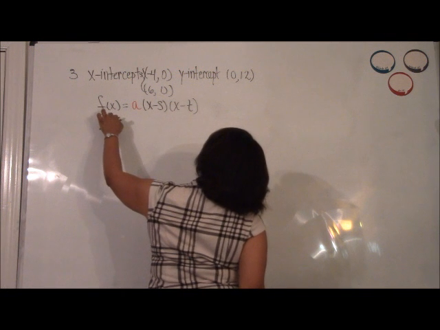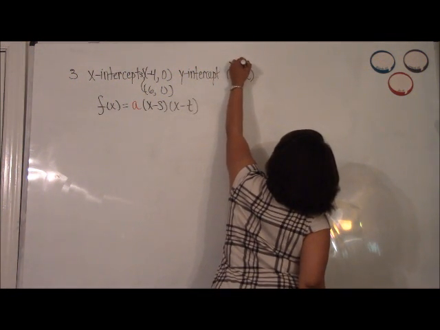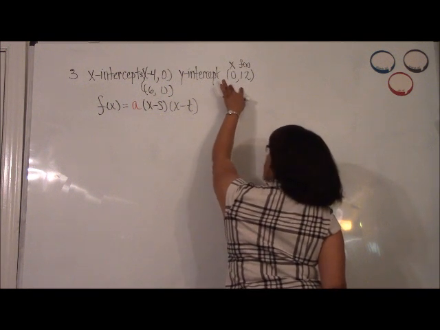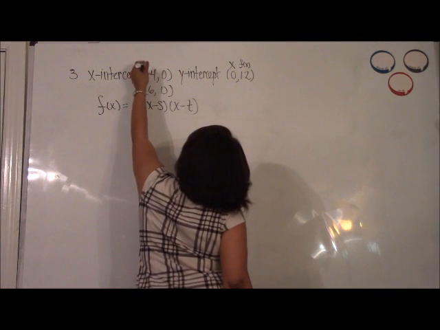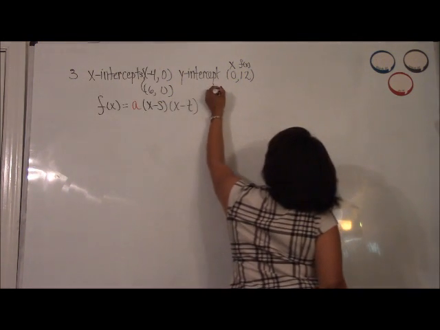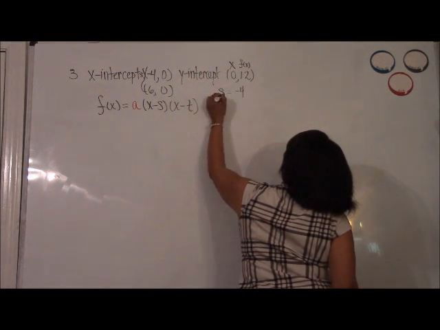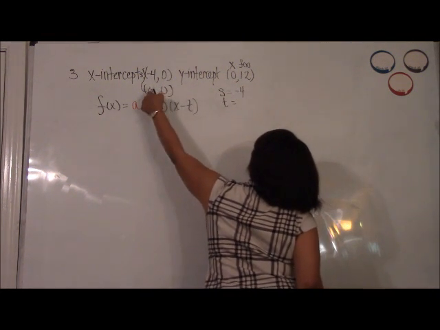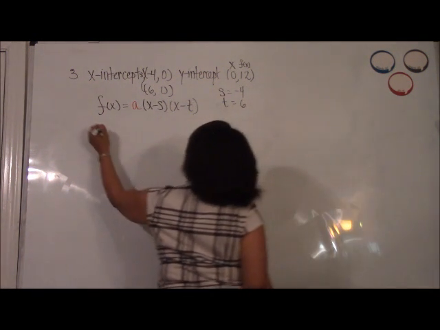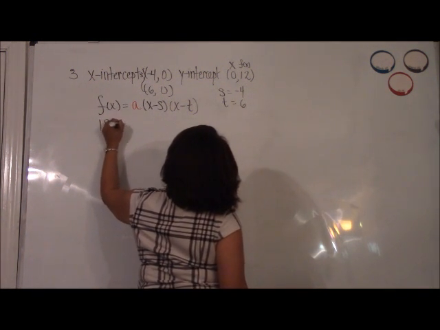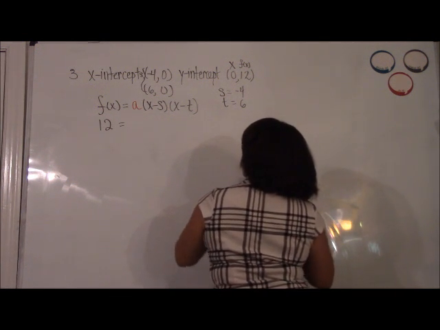F of x is the same as y, so you get your x and your y from the y-intercept. And your x-intercepts will be where you get your s and your t. So I'm going to write that over here. S is equal to negative 4, and t is equal to 6. So now let's fill in all our places. We have f of x, which is 12, is equal to a. A we don't know.